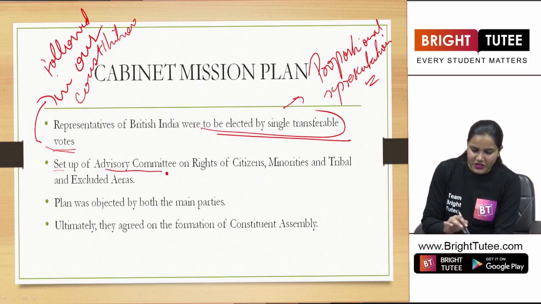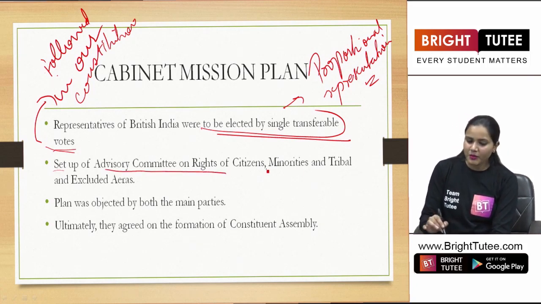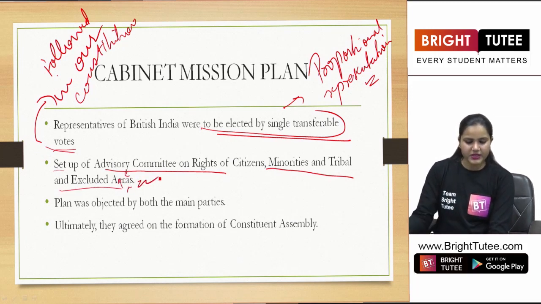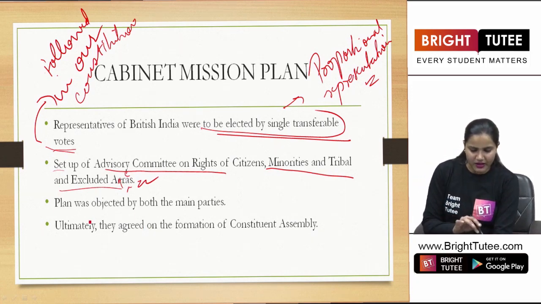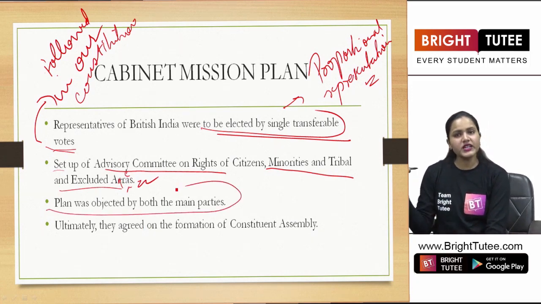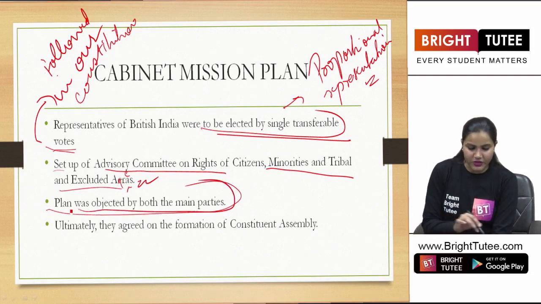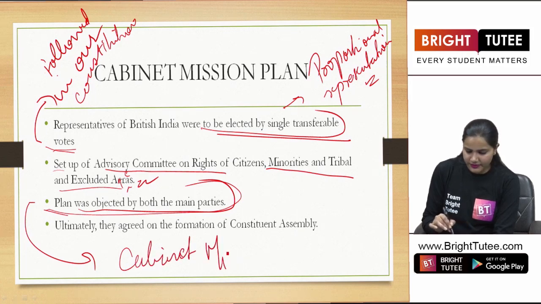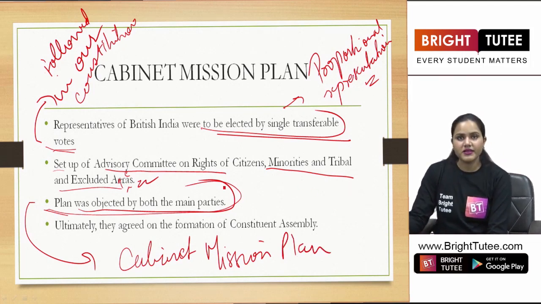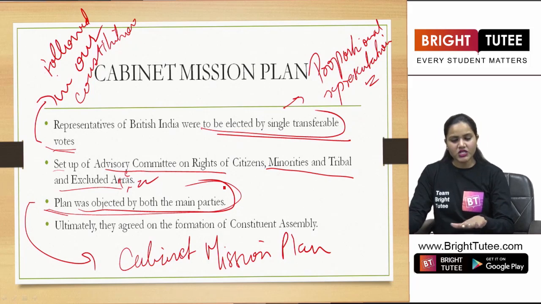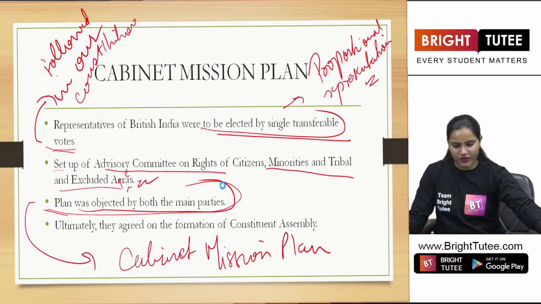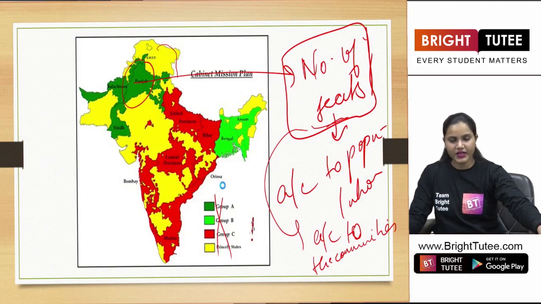Again, setting up of an advisory committee on rights of citizens, minorities, tribal and excluded areas. These were some of the other points related to the cabinet mission plan. Also, the whole idea of the cabinet mission plan was finally objected to by the main parties. So till here, students, we have understood the main features or proposals of the cabinet mission plan, right? Through the map we have understood it as well, correct?